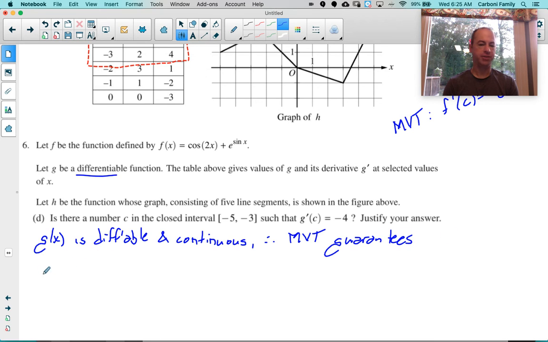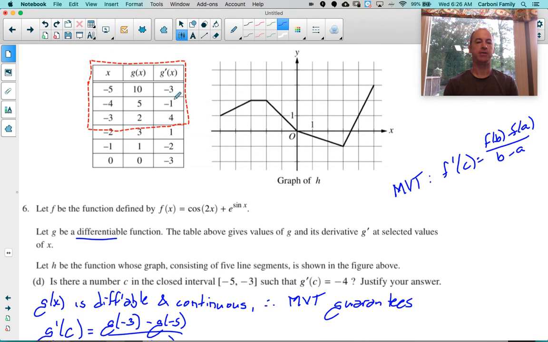that g prime of c is equal to, and I'm going to go ahead and write this, although I should give a little bit of thought before I write this, g of -3 minus g of -5 over -3 minus -5. The thought I should have is, will this actually give me an answer of -4? I'm hoping I get -4. Oh, I'm sorry, I'm looking at the wrong table of values. Whoops, I was looking at g prime. Okay, remember, we're doing g, not g prime.